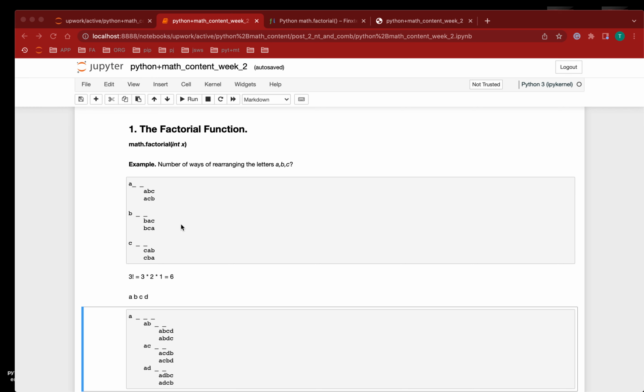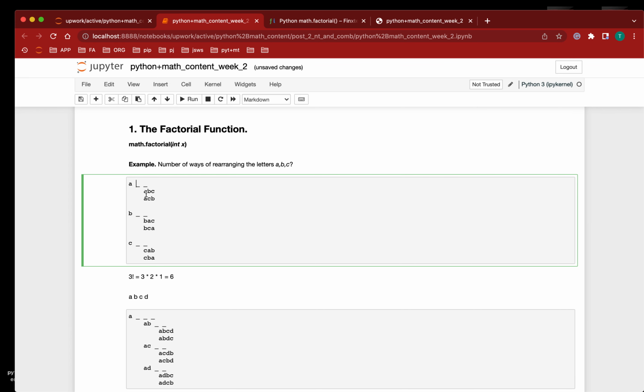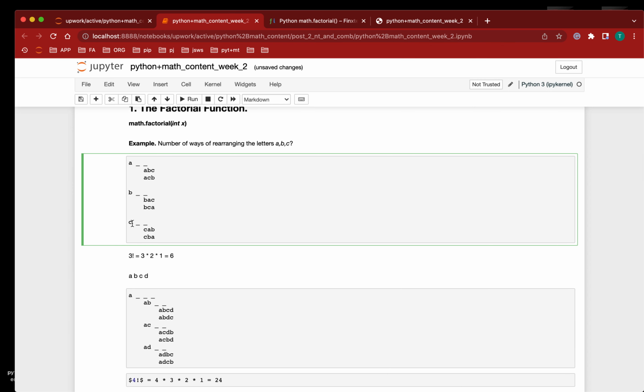But since we want a more systematic way of approaching this, let's group these rearrangements together. The first group are the rearrangements with the first letter A: ABC, ACB. The second group are the ones that start with B: BAC, BCA. And the third group are the ones that start with C. The point I want to make here is that you can think of this as a tree.